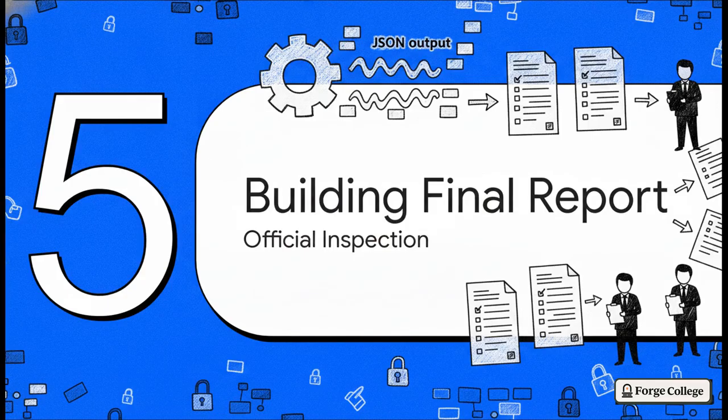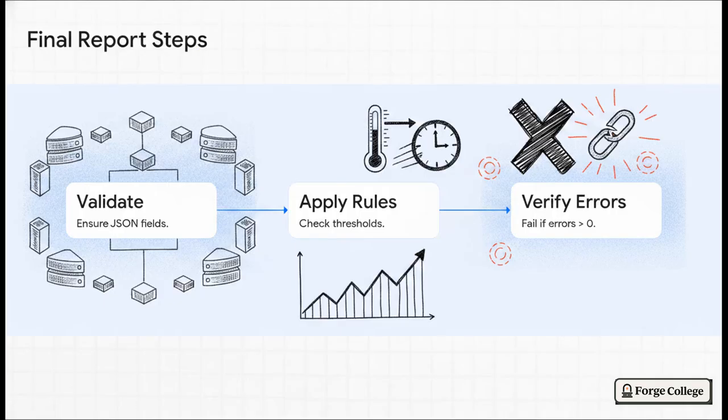Section 5. Building your final report, the official inspection. This is the payoff, the final step in our assembly line. We're taking that JSON output and turning it into an official inspection report. And please do not do this manually. A simple script can automatically validate the schema to ensure all fields are there.